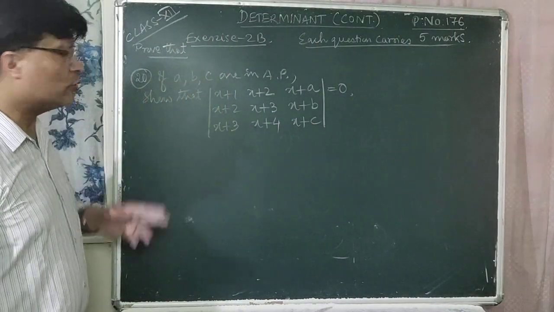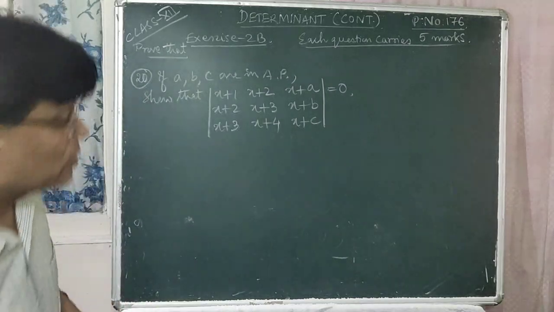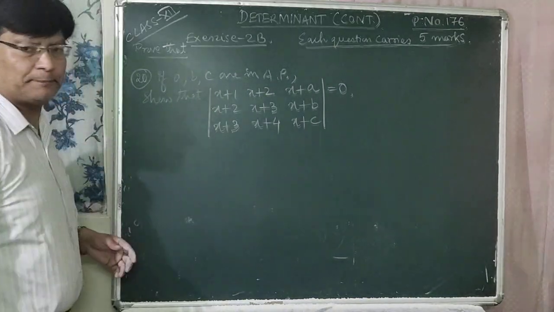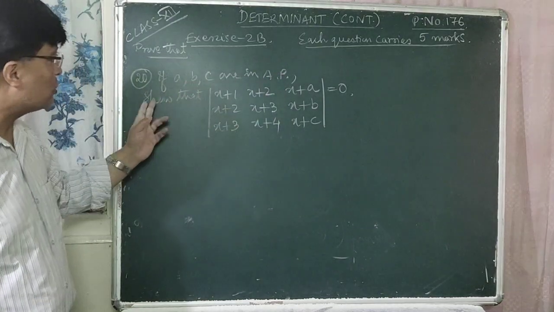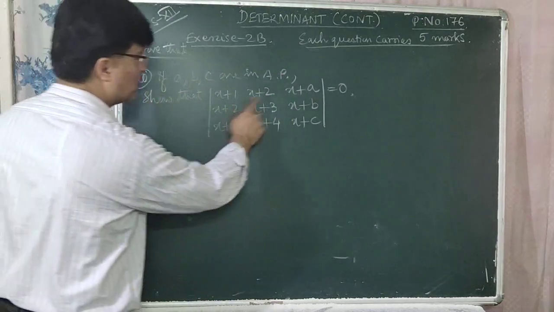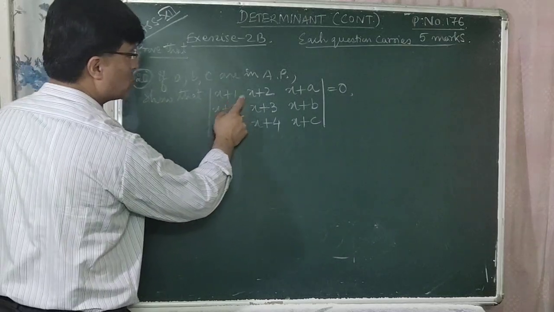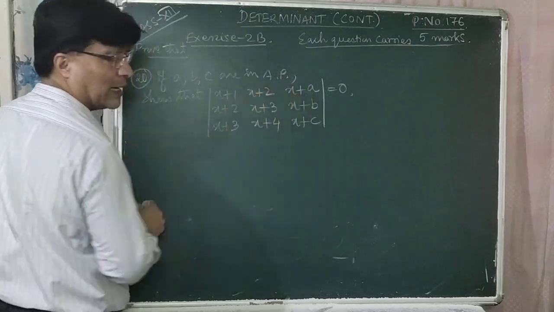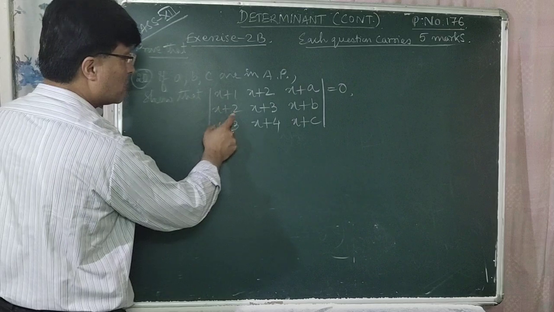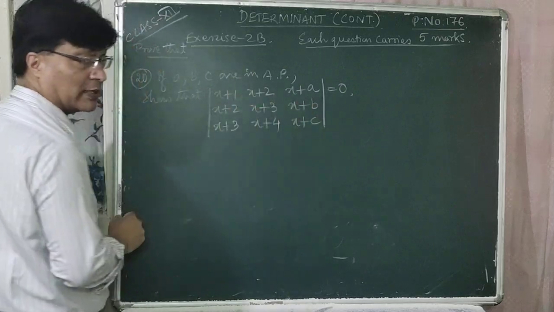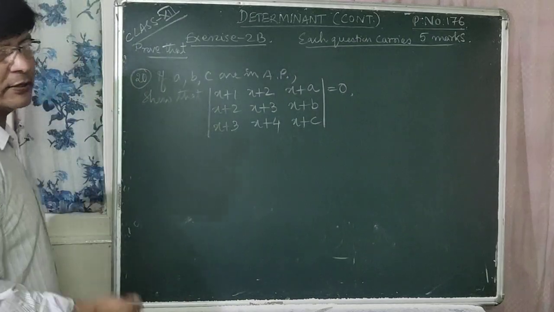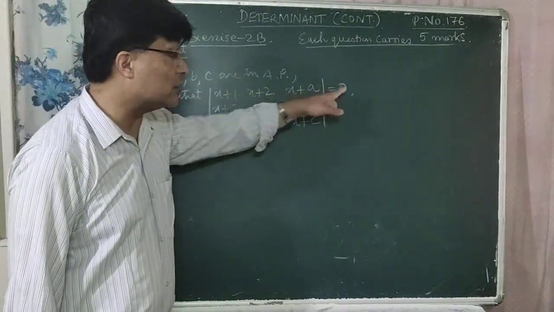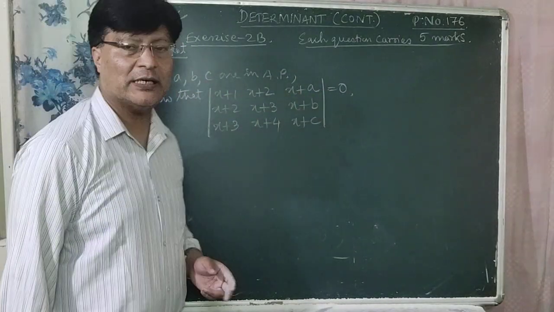Now we will do question number 20. The question is, if A, B and C are in AP, you have to show that this determinant, with x plus 1, x plus 2, x plus A in the first row, x plus 2, x plus 3, x plus B in the second row, and x plus 3, x plus 4, x plus C in the third row, is equal to 0 if A, B, C are in AP.